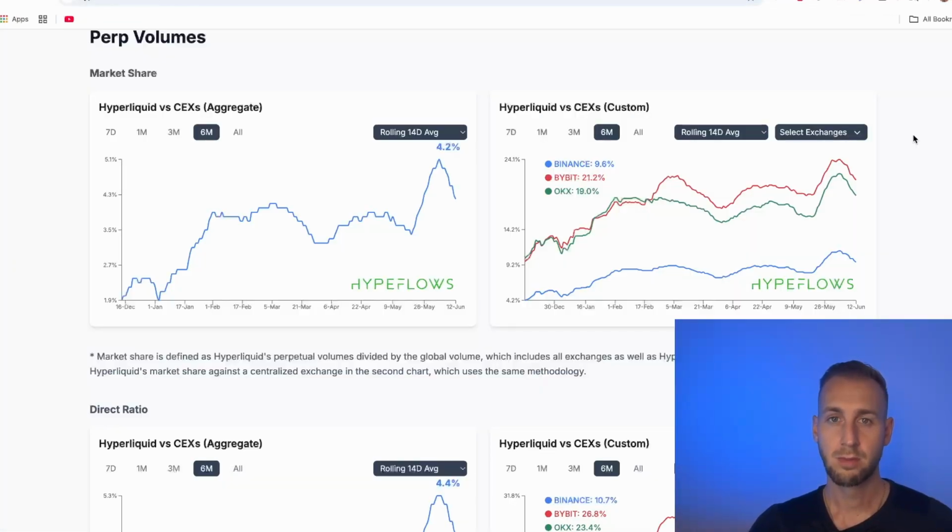So the bull case for Hype is as follows. Over time, more and more people are moving on-chain to trade, which is how it should be and in the ethos of crypto, not your keys, not your coins. You can see from the perps volume here, overall, in the last 6 months, we had around 2% market share in December. Now fast forward to June, we're at about 4%. You can also see how it's faring against Binance, Bybit, and OKX on the right-hand side there.